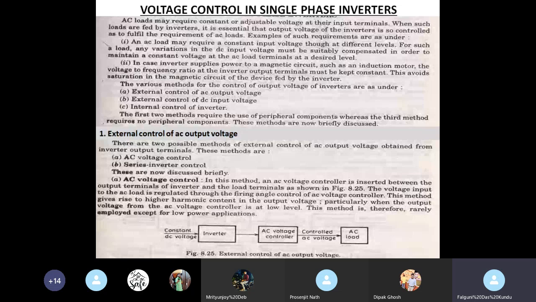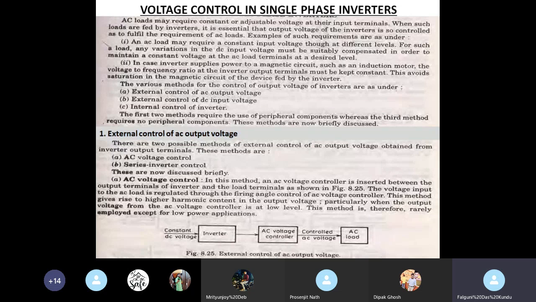AC loads may require a constant or adjustable voltage at their input terminals. So when such loads are fed by inverters, it is essential that the output voltage of the inverter is controlled so as to fulfill the requirements of the AC load. An AC load may require a constant input voltage at different levels. For such a load, any variation in the DC input voltage must be suitably compensated in order to maintain a constant voltage at the AC load terminal at a desired level.